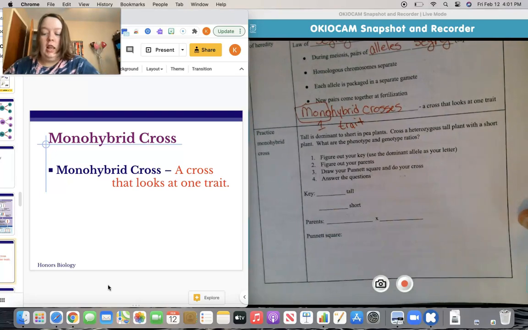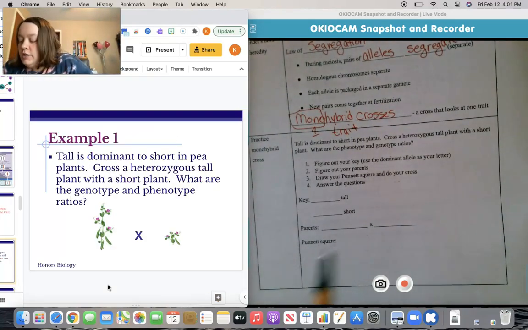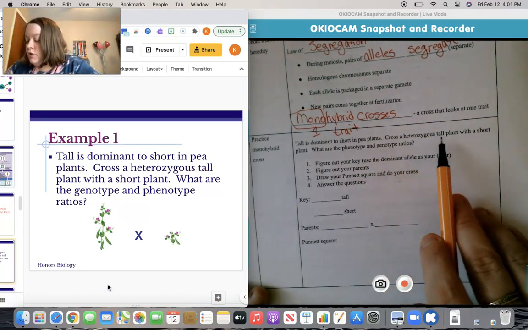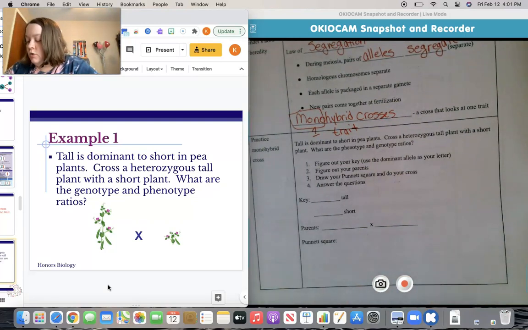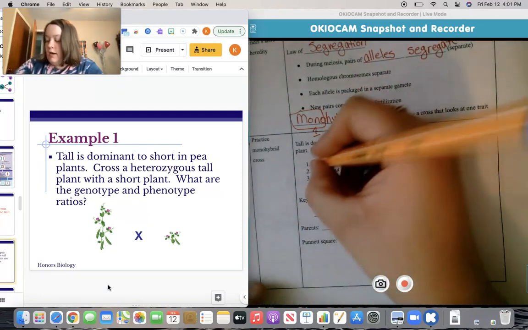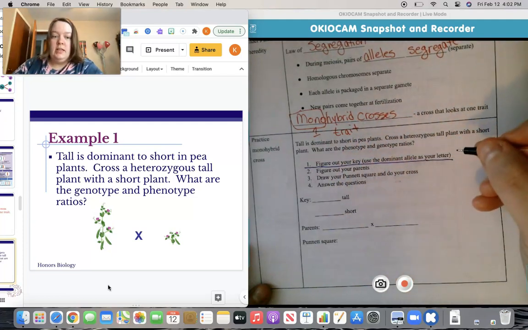First off, let's read our problem. Number 1. Tall is dominant to short in pea plants. Cross a heterozygous tall plant with a short plant. What are the phenotype and genotype ratios? So step number 1 is to figure out a key. That means we're going to figure out what's dominant, what's recessive, and give it a letter.